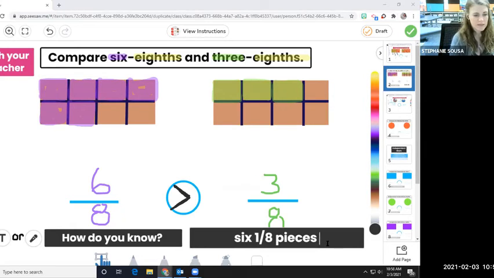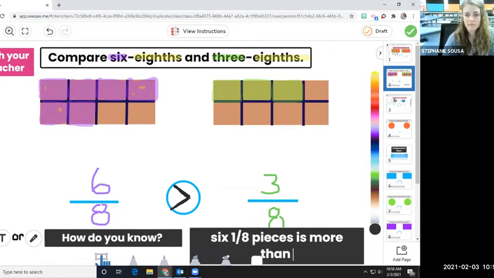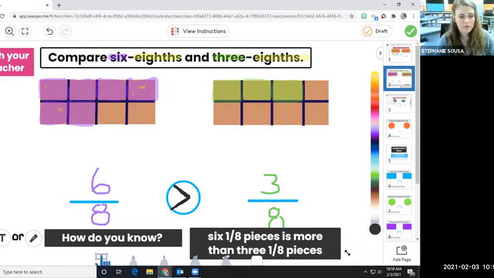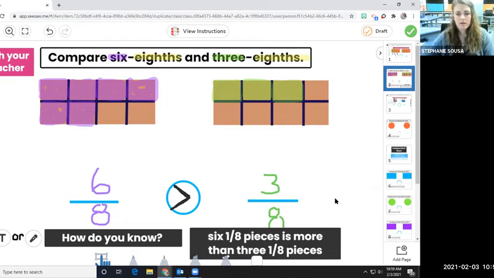Six 1/8 pieces is more than 3 1/8 pieces. 6 1/8 pieces is more than 3 1/8 pieces. That is an explanation of how we know.